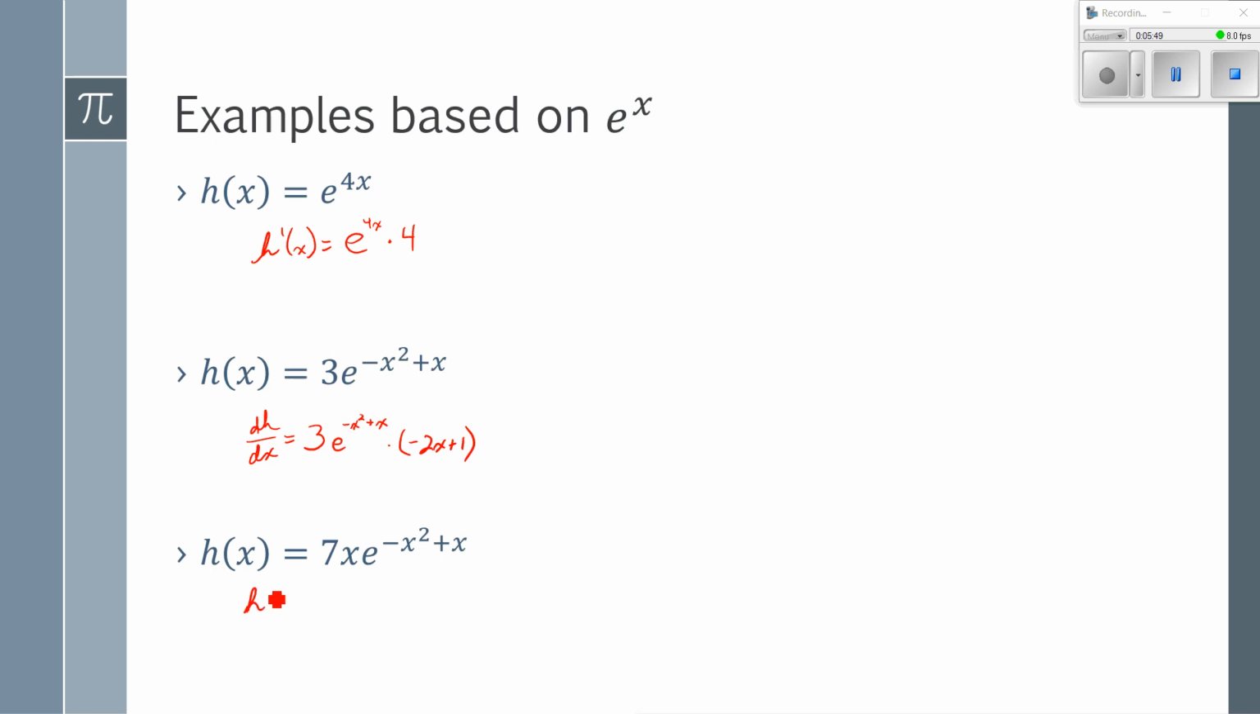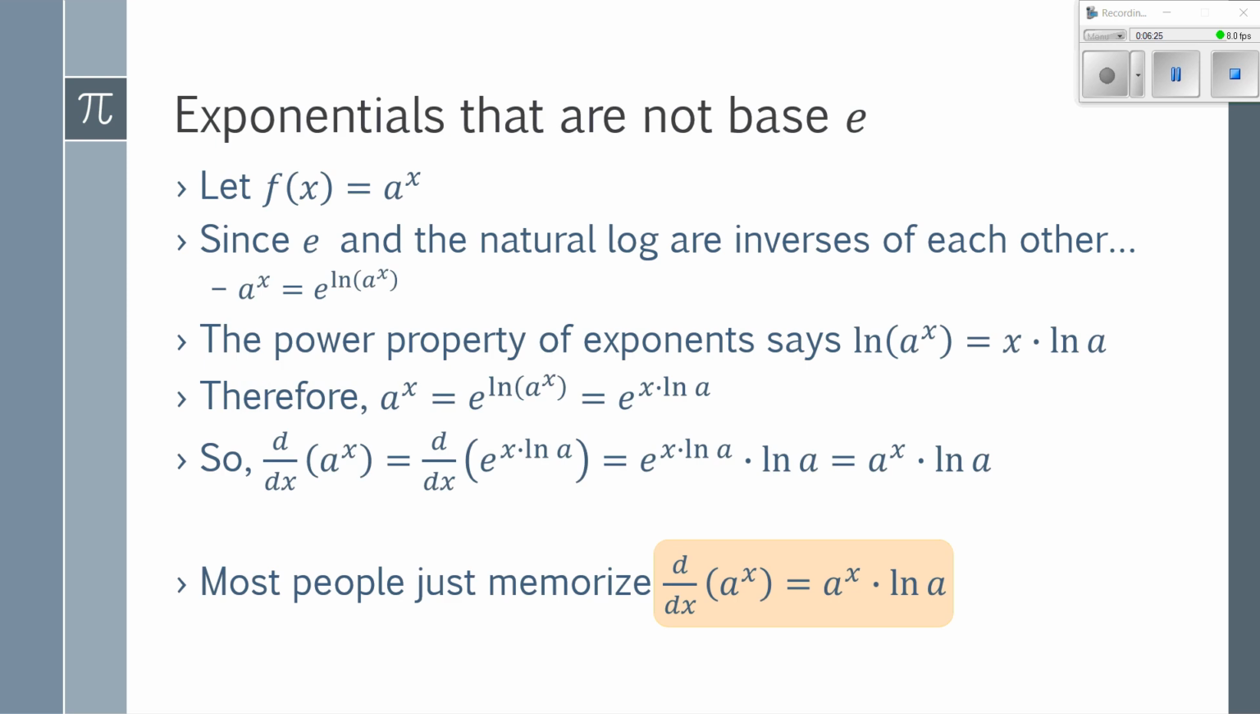And then here, I have got a product rule because I have 7x times e to a power. So I need to do the product rule. So I have 7x, the first, times the derivative of the second. E to a variable power is itself, times the derivative of the exponent because of the chain rule. Then back to my product rule, plus the second times the derivative of the first. And then we will get to our exponentials that are not base e in the next video.